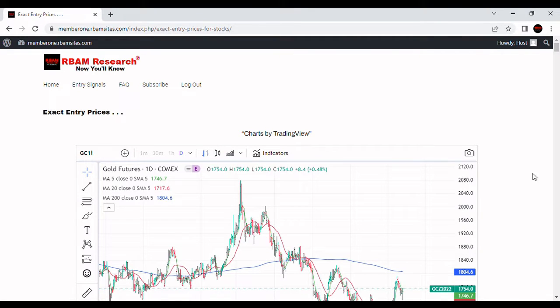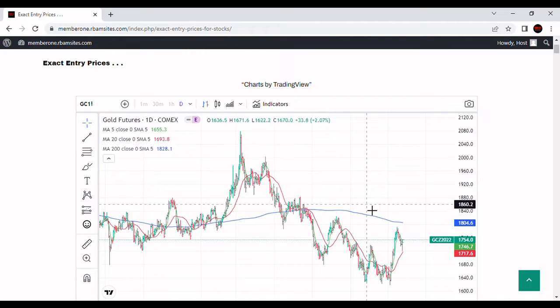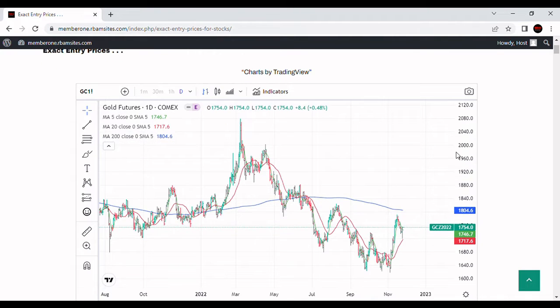We're going to do a video on gold price prediction, and we've got a daily chart of the gold futures from COMEX here with a blue 200-day moving average. And as we can see, gold's been in a bear market ever since about June of 2022.